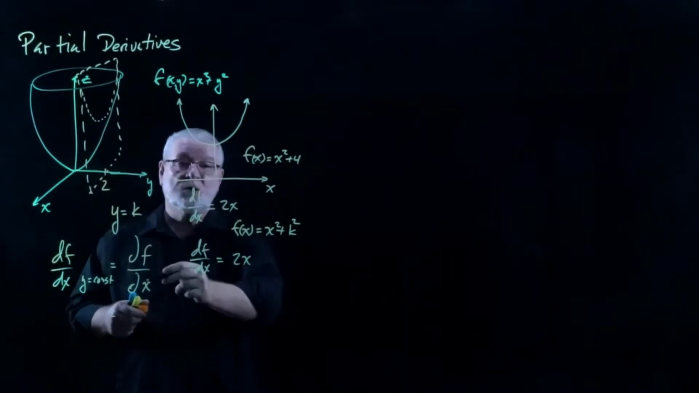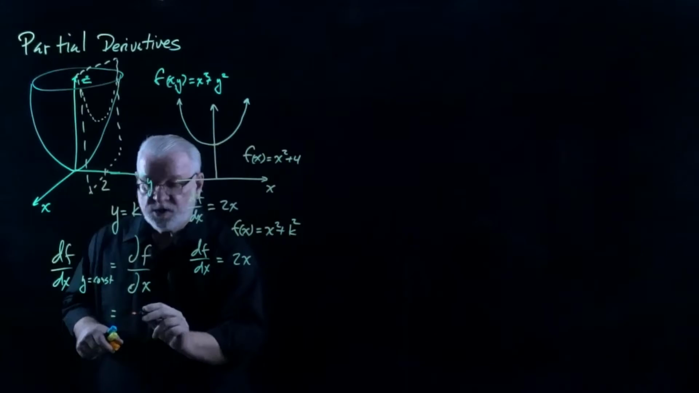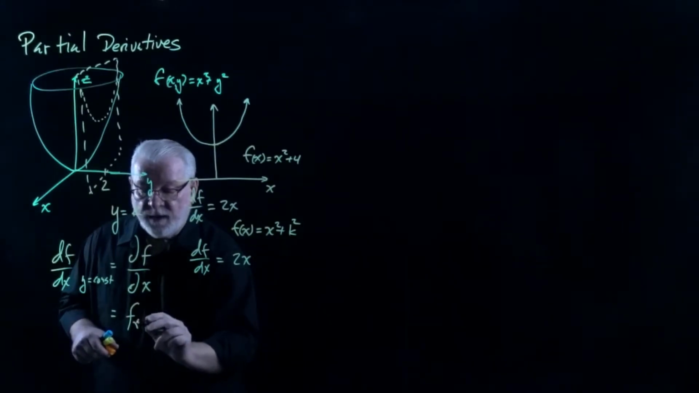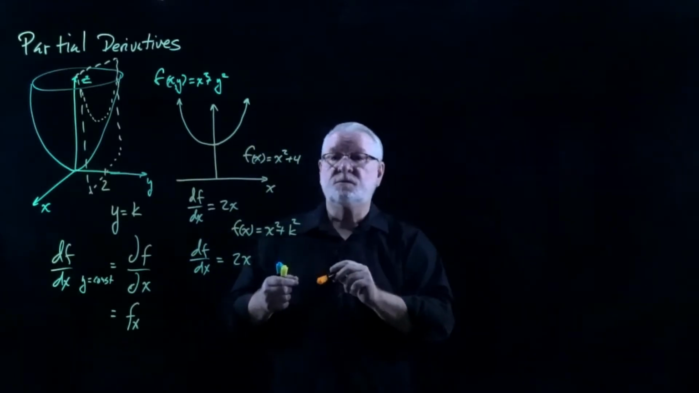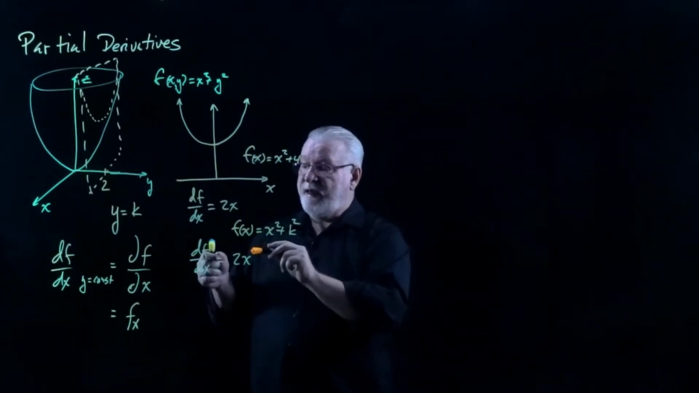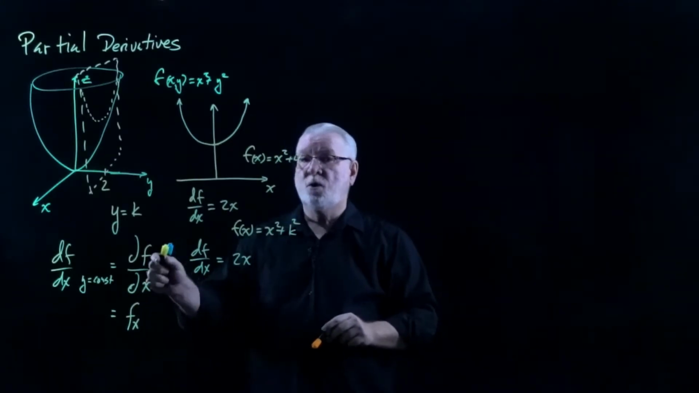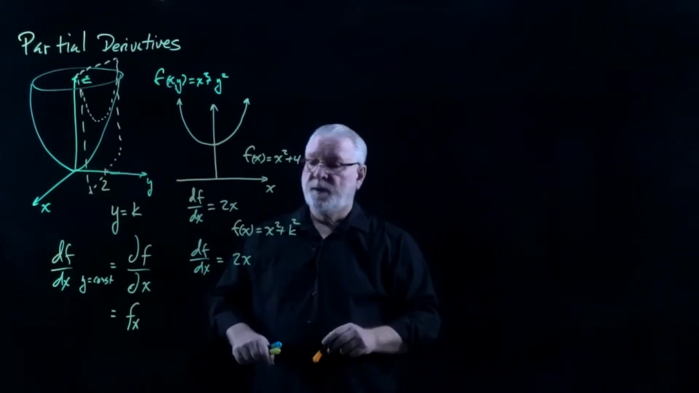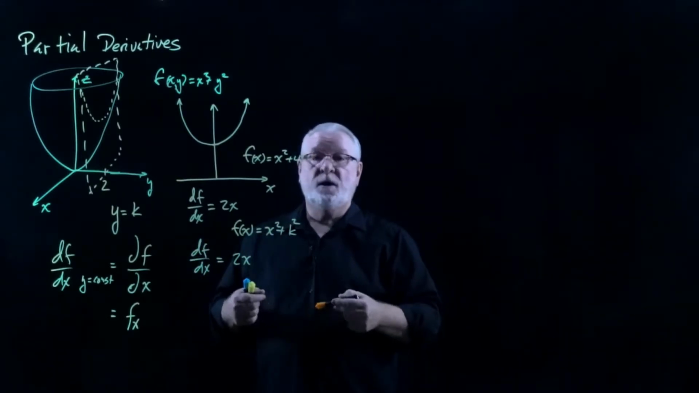We write this so much that continuing to write it as a ratio can be tedious. So we just call it f sub x. So use the same symbol for the function, but then add a small subscript x to it. And that references that this is the derivative with respect to x holding y constant. Well, it turns out this is the definition then of a partial derivative.